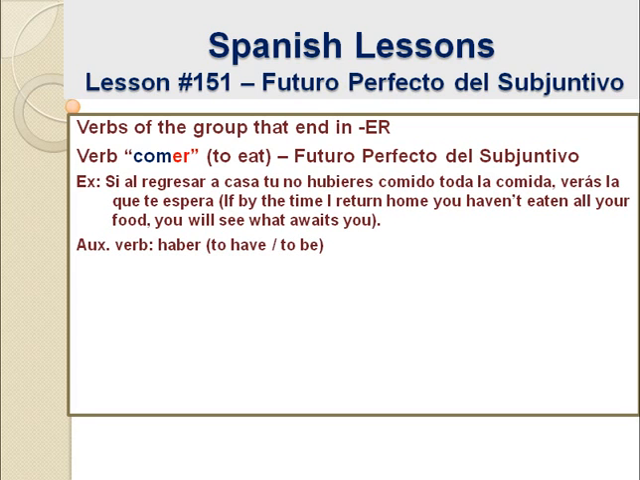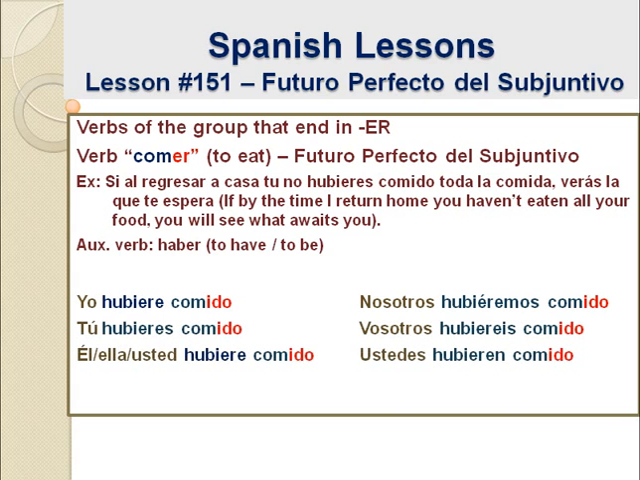We are still using the auxiliary verb haber. So let's start conjugating. Yo hubiere comido. Tú hubieres comido. Él hubiere comido, or ella hubiere comido, or usted hubiere comido. Nosotros hubiéremos comido. Vosotros hubierais comido. Ustedes hubieren comido. And ellos hubieren comido.